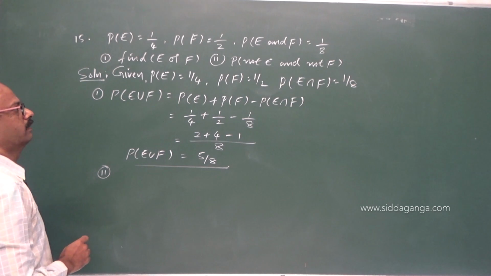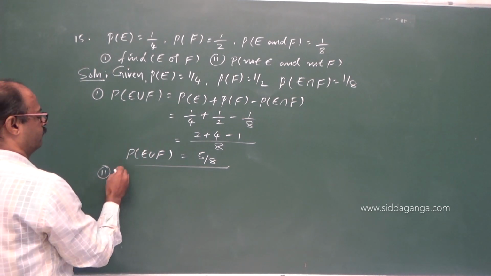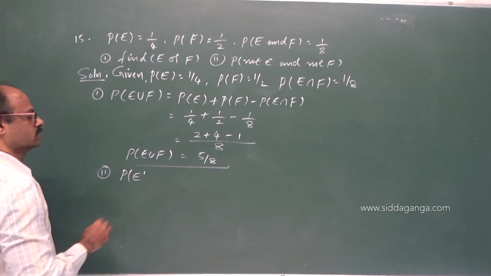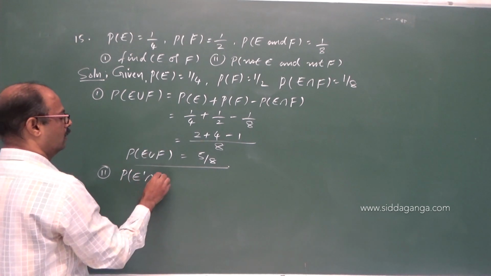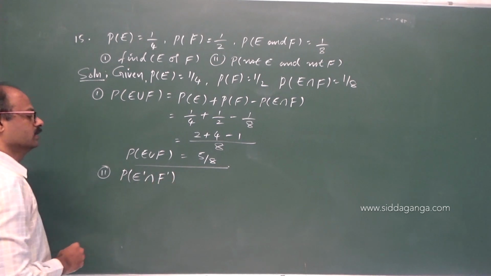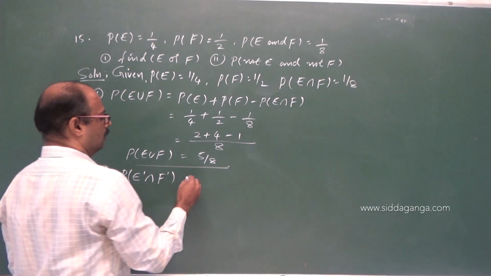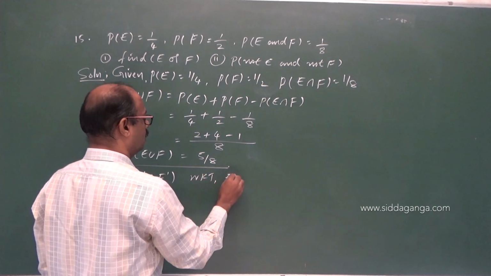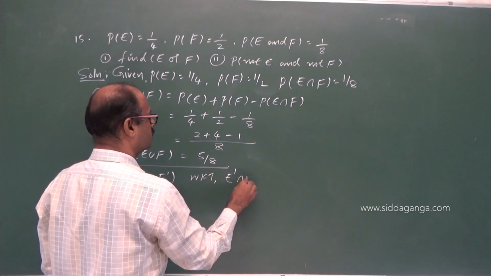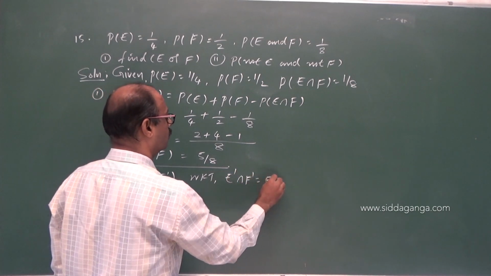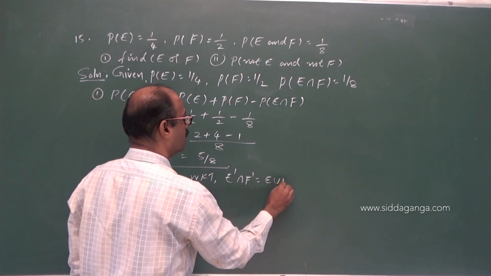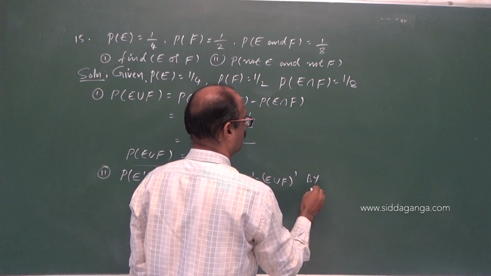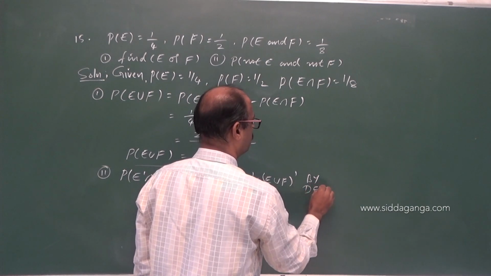Look at the second one. Problem is to find P of not E and not F. Not E means E dash. And means intersection. Not F means it is F dash. We know that E dash intersection F dash is equal to E union F whole dash by De Morgan's law.